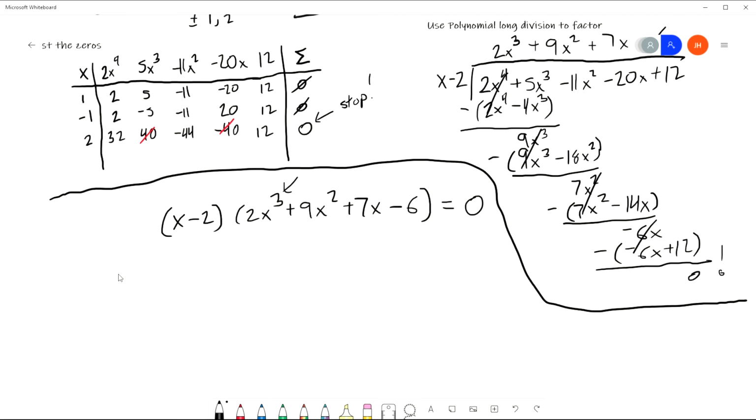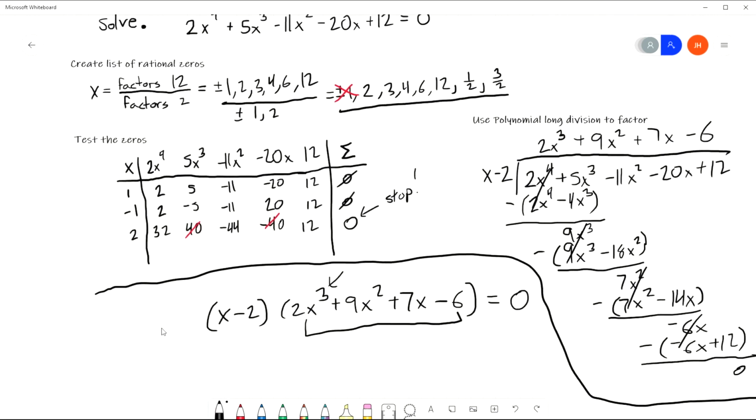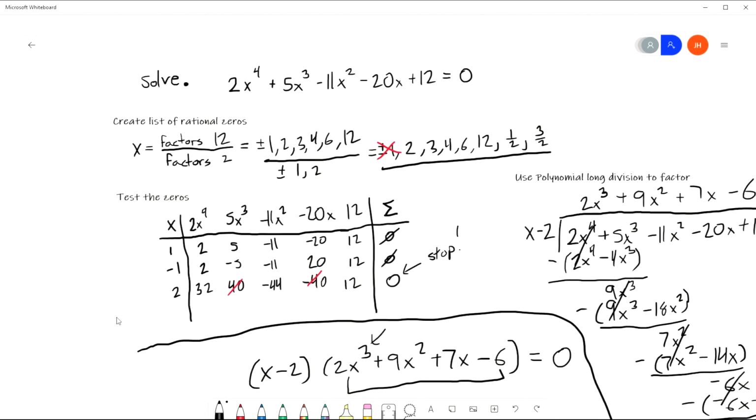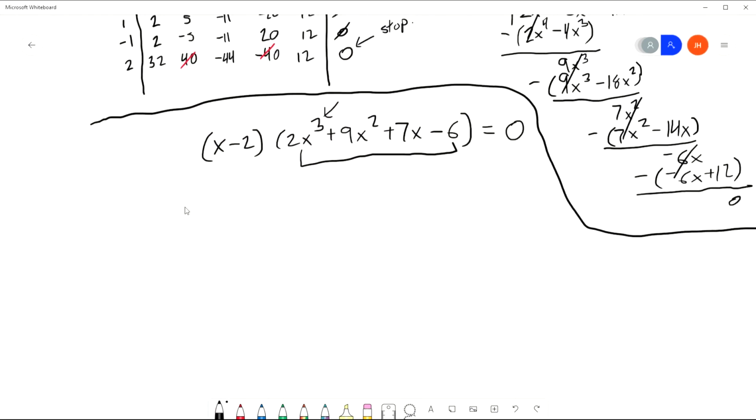So what are the possible zeros of this guy, right? What's nice with this, guys, is that once I've factored out one of them, it does get a little bit easier. Like the pieces are smaller, right? This was a harder expression to do than this one. So let's get it. What's my first step? Let's look at the notes. Create list of rational zeros. Okay, let's create the list of rational zeros.